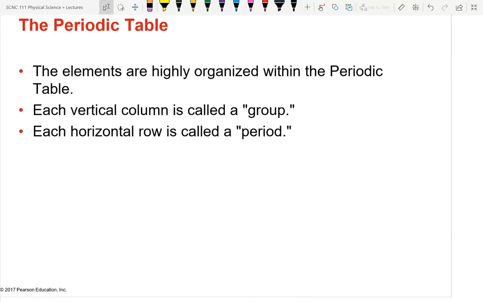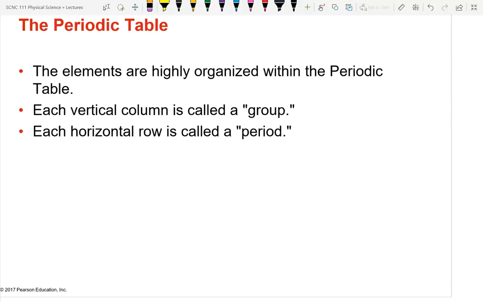So a vertical column is called a group. We're going to learn about the halogens and the noble gases and the alkali metals. We're going to learn about these. So those are the groups.